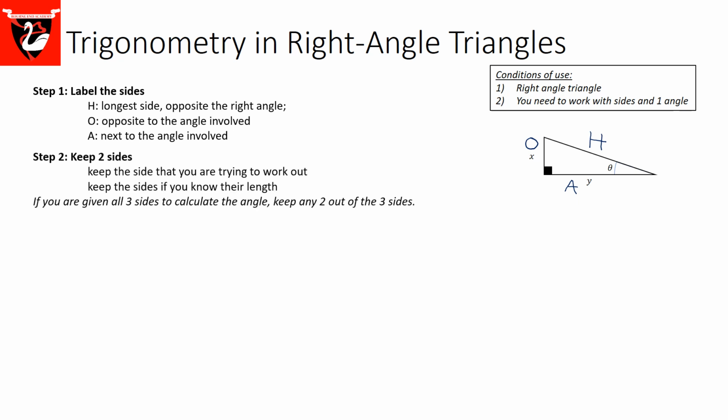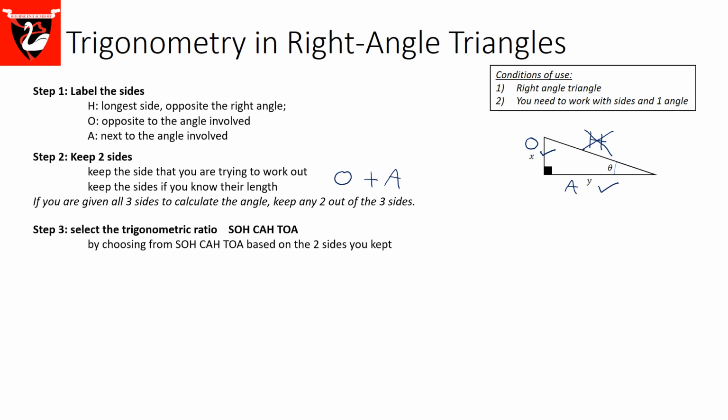Step 2, out of the 3 sides that you have labeled, you will only keep 2 of them, so you need to decide the 2 sides that are required and the side that you are going to ignore. So in this example here, you've been given X and Y on the opposite side and the adjacent side. So these are the 2 that you're going to keep, and therefore you're going to ignore H. So the 2 sides that you're going to keep here are O and A.